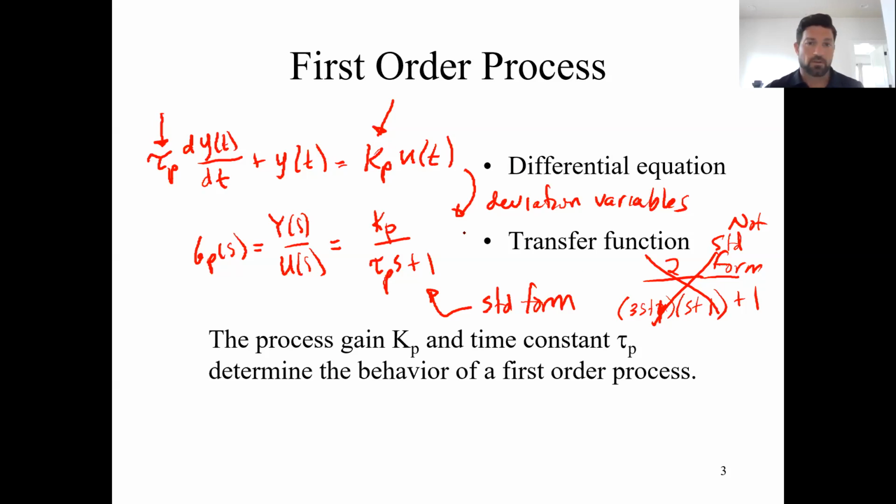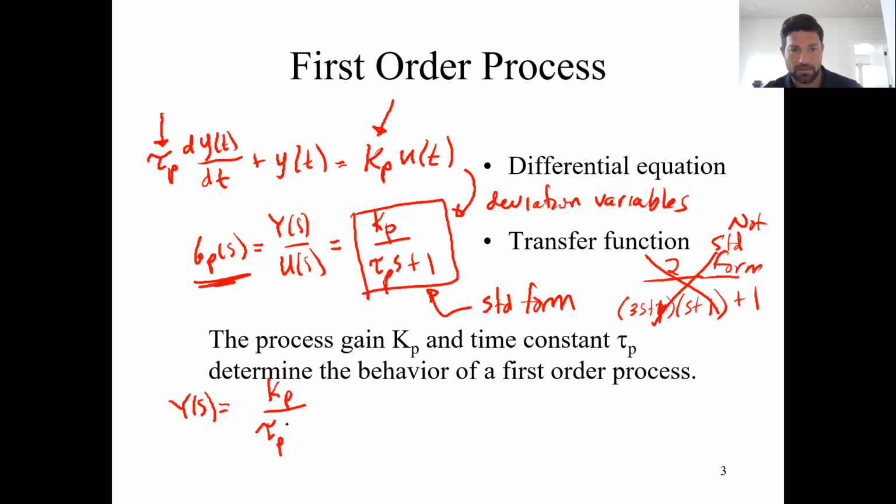Okay, so given a first order process, we are going to look at sketching the dynamic response. I'm going to stop beating a dead horse, but I'll remind you one more time: we are just looking at this transfer function. If I want to get y of s from here, this is going to be Kp, which is a constant, over tau P s plus 1, times u of s, which is the input.